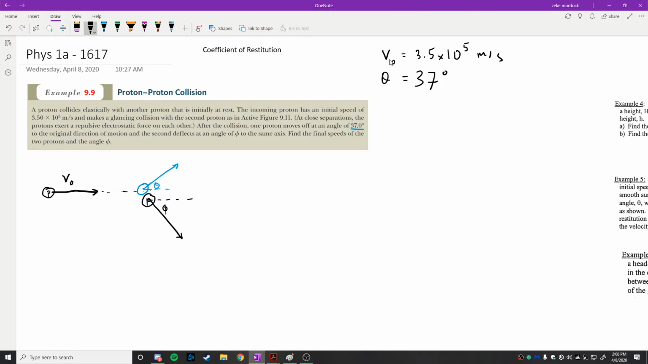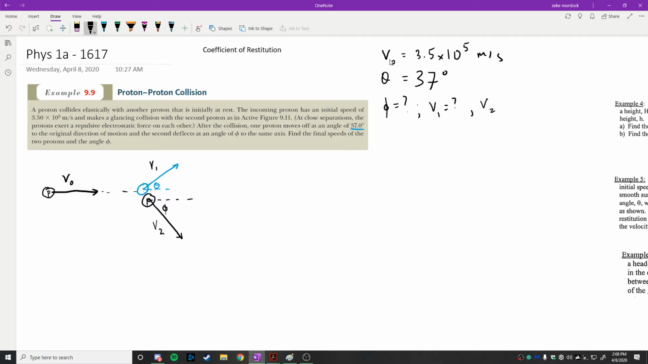We don't know what phi is. That's one of the things we're going to have to calculate in this problem. And we don't know the velocity of each of these objects, so I'm going to call the velocities v1 and v2. So we defined what v1 is, what v2 is, and the unknown angle phi.